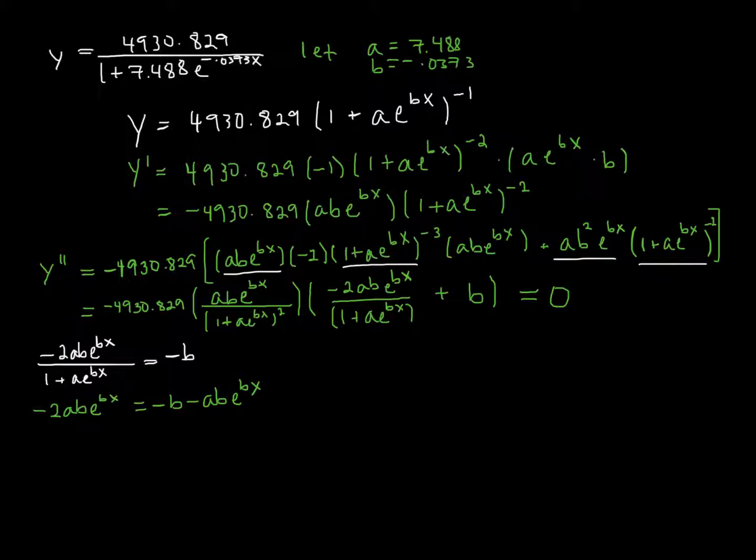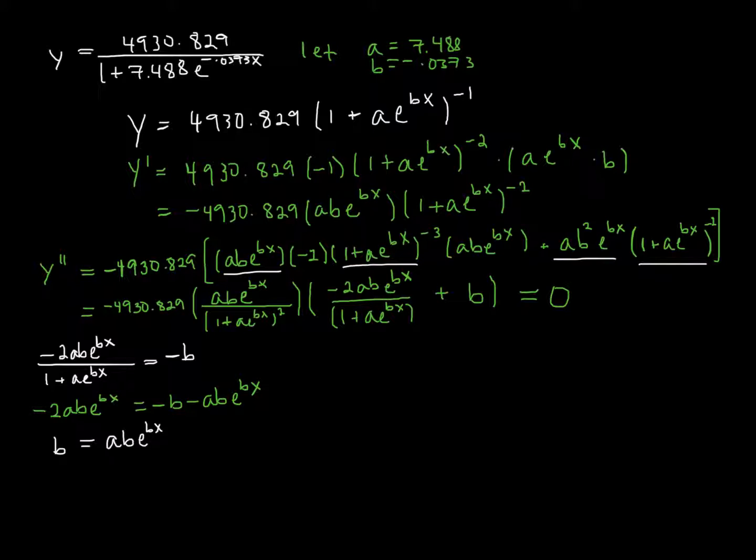But before actually doing that, I notice that I can combine these terms here. So I'll add a b e to the bx to both sides. Now, I can do that, but if you just take a second, you'll notice that if I add 2ab e to the bx to both sides, that will give me a positive value over here. And then I could also add b to both sides, kind of just flip-flopping where they are going to be. And that will give me less negatives to work with, which is always nice. So I'm adding 2ab e to the bx to both sides and adding b to both sides.